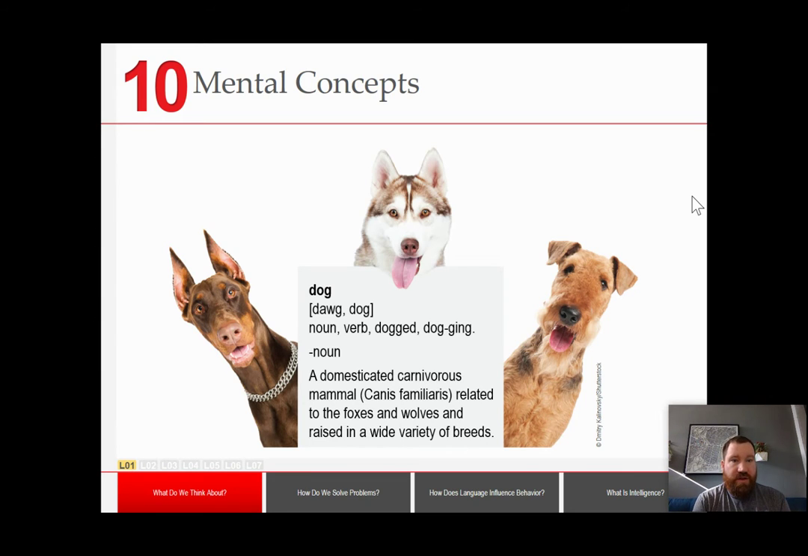This is more efficient than if we were thinking of things as individual objects, or if we had what some people might call a photographic memory, which doesn't exist. But they just have really good memories.